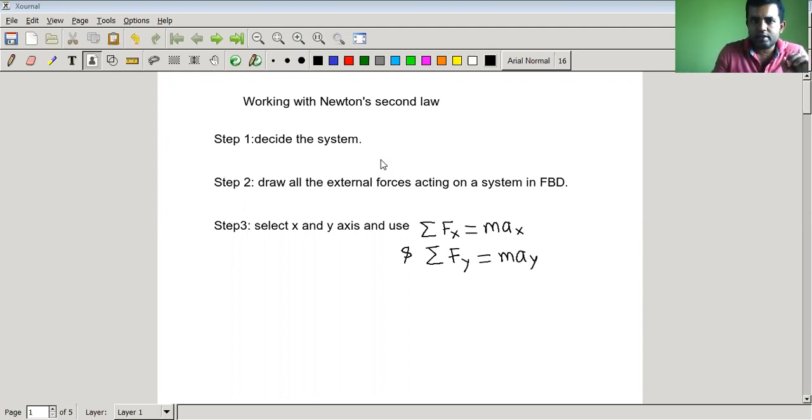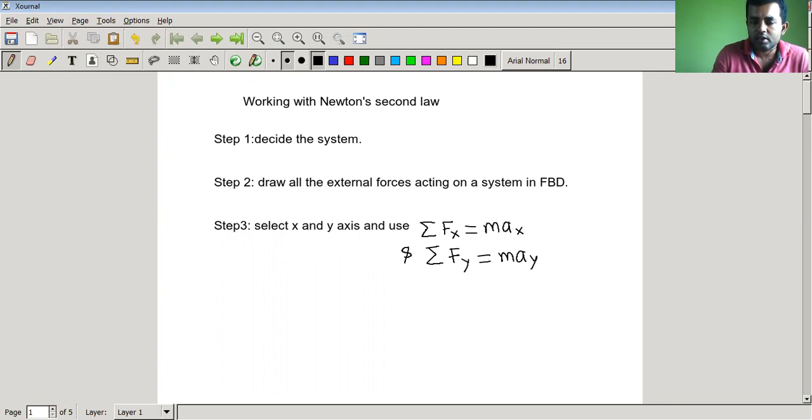Now once we decide the system, the second step is what are the forces acting on the system. So in the second step, we decide what the forces acting on the system are, and then we represent them in a free body diagram. Generally we deal with two-dimensional motion, so we'll select x and y axes, and then we will use net force along the x-axis is equal to mass times acceleration along that axis, and net force along the y-axis is equal to mass times acceleration along this.